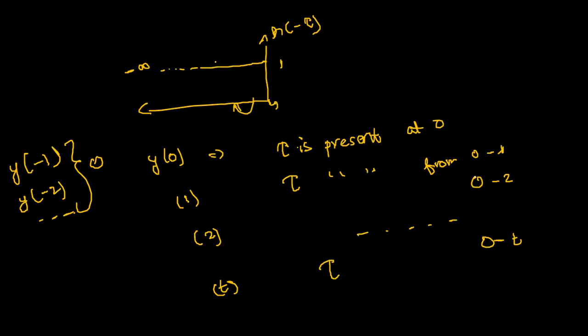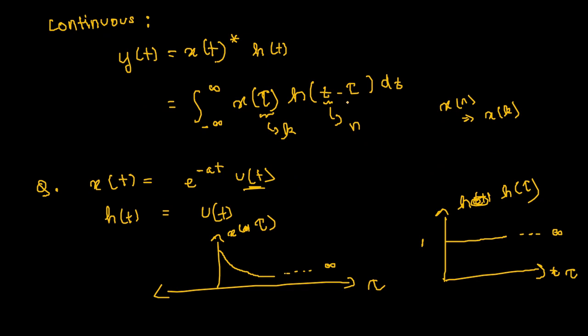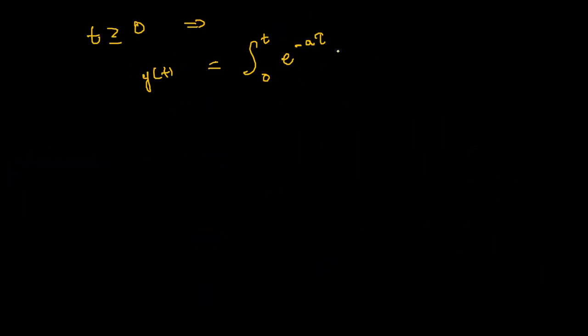So the only thing that we'll be calculating is for t greater than or equal to 0. I am going to integrate from 0 to t, right? Because at y of 1, tau is present from 0 to 1, and at y of t, tau is present from 0 to t. So what I can write as y of t is equal to the integration from 0 to t, and my function is e to the power minus a tau into h of t minus tau, right? So h is just unit step function, so we can ignore it here. And we have d tau here.